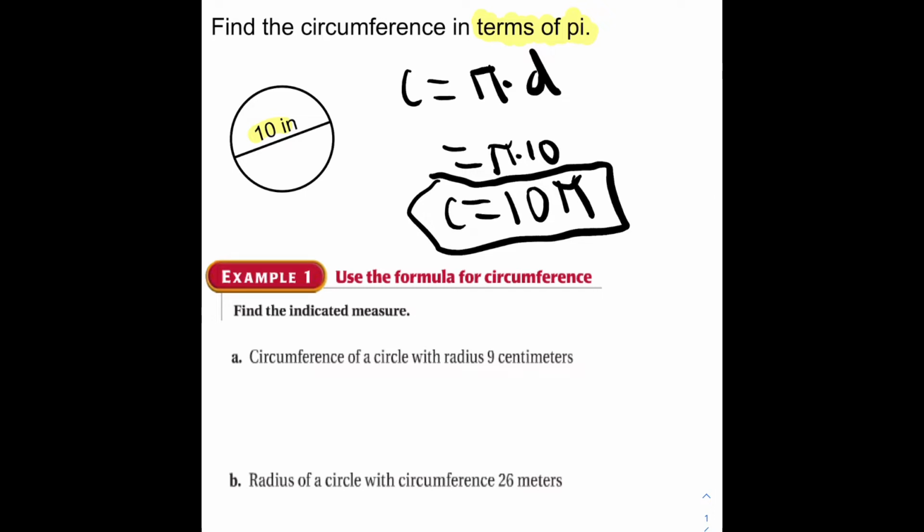Find the circumference of a circle with the radius of 9 centimeters. So this time I know the radius. So I'm going to use 2 times radius times pi, and I'm going to keep it in terms of pi. 2 times 9 times pi. My circumference is 18 pi centimeters.